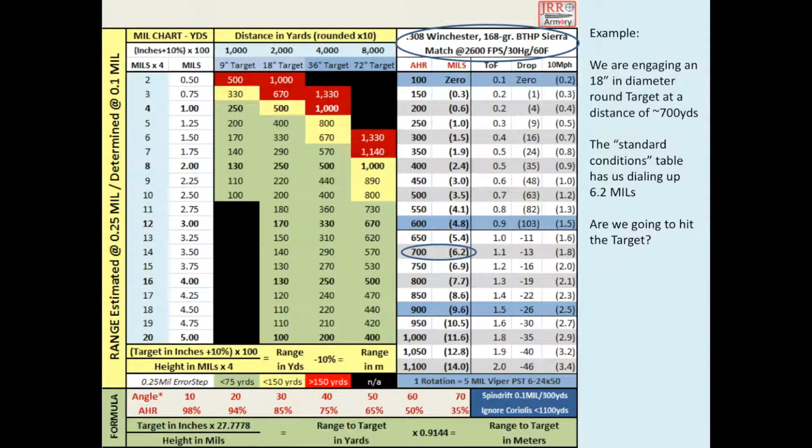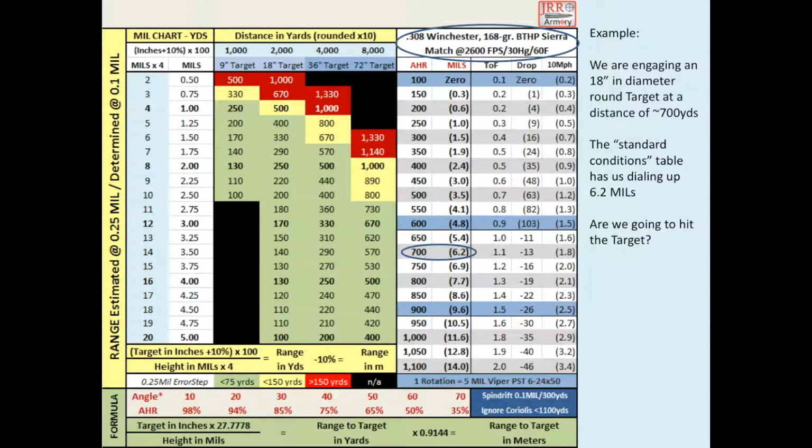This is an example of a range card I'm using. We covered it in part 1, the left side, which is a simplified chart to determine the distance in yards based on a mil reading. But if we focus on the right-hand side, we see a table for the 308 Winchester, 168 grains, 2,600 feet per second, 30 inches of mercury, 60 degrees Fahrenheit, or so-called standard atmospheric conditions.